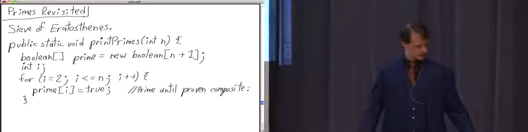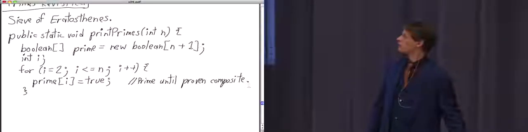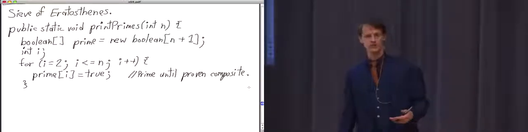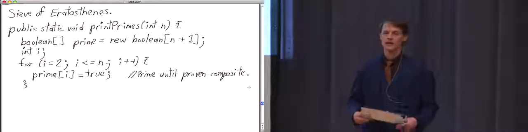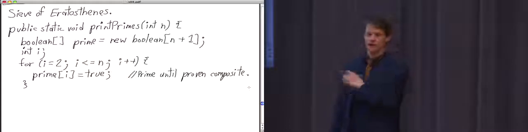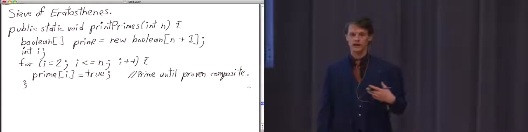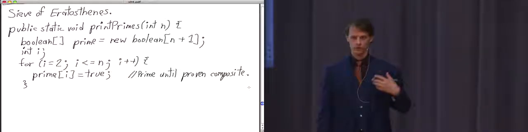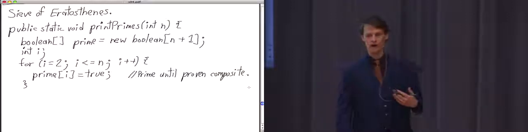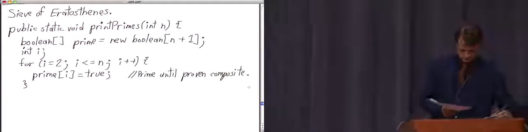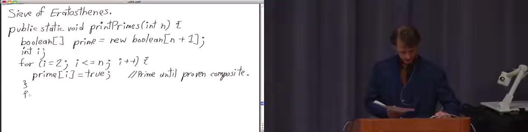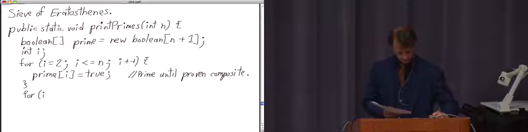From here, what we're going to do next is iterate through all of the possible prime divisors from 2 up to the square root of n. And we're going to use the prime array to know which of the small numbers are prime when we're canceling out large numbers and finding large numbers that are not prime. So again, we're going to go through each possible divisor.